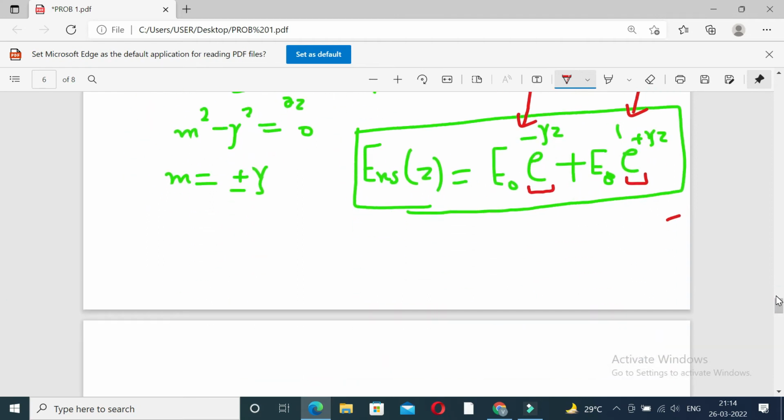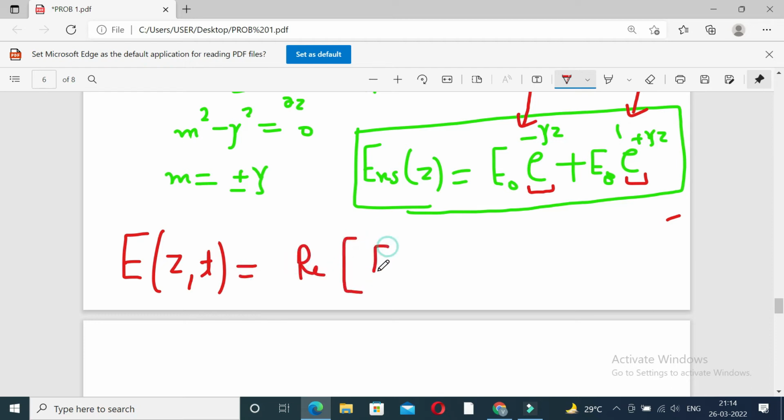Now we can write the electric field component with time factor. So finally Ez t is equal to real value of Exs z into e to the power j omega t, where e to the power j omega t is the time factor.